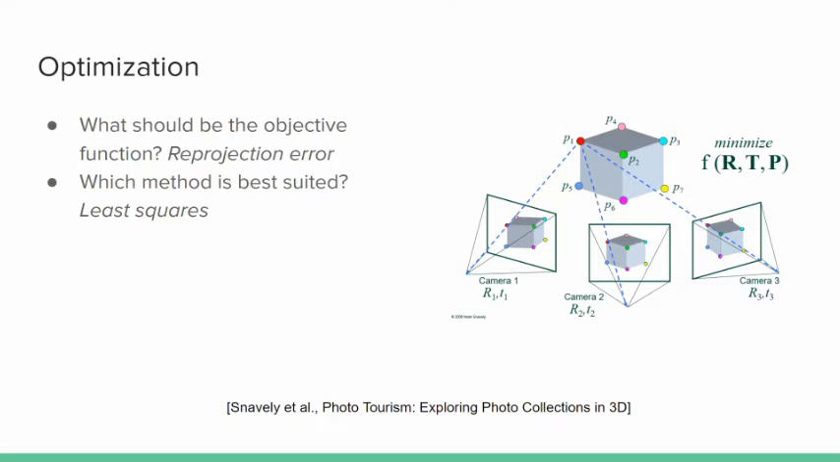So the sum of these distances is called reprojection error, and that is what we are going to minimize in this algorithm. And naturally, the best method to do this is least squares because it deals with distances. Also, least squares is computationally not so expensive, so it is fine if we go ahead with it.